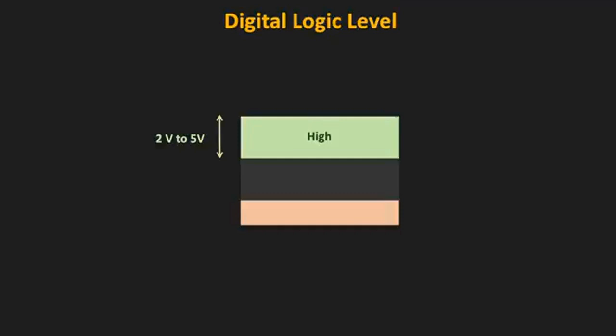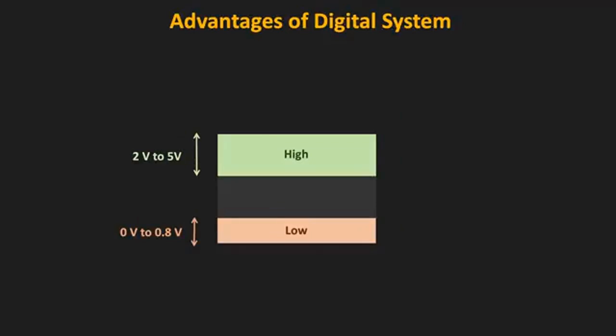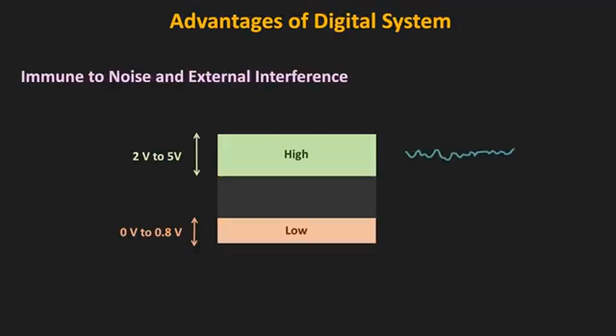Even if the voltage level is within a certain band, it can be considered as logic 1. For example, if the voltage level of the signal is within 2 volt to 5 volt, it could be considered as logic 1. Similarly, if the signal level is within 0 to 0.8 volt, it could be represented as logic 0. This means as long as the signal level is in a certain band, it can be identified as either logic 0 or logic 1.